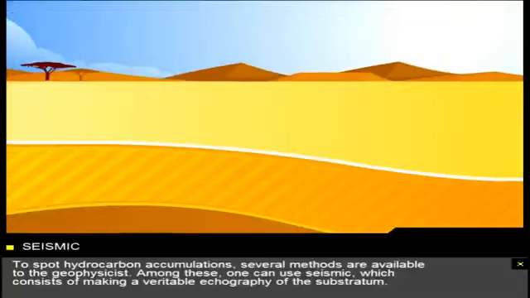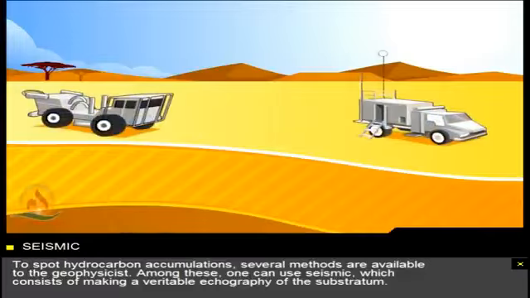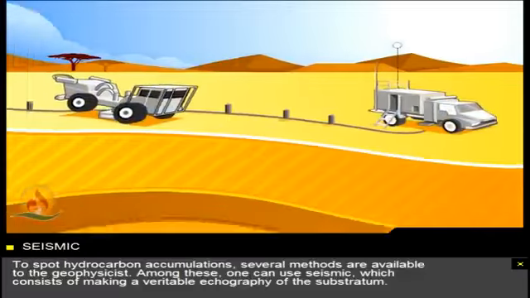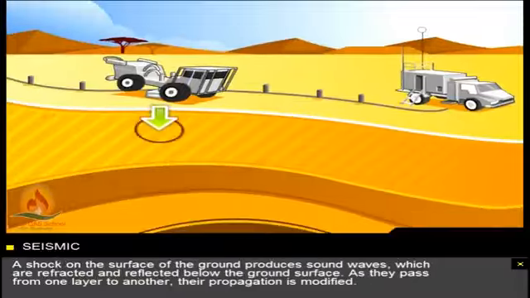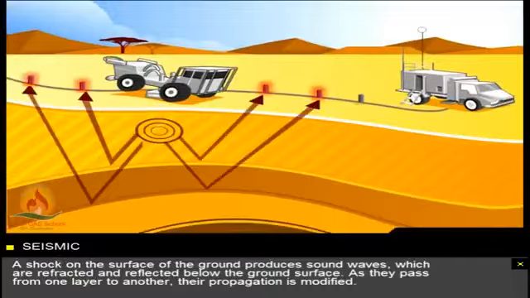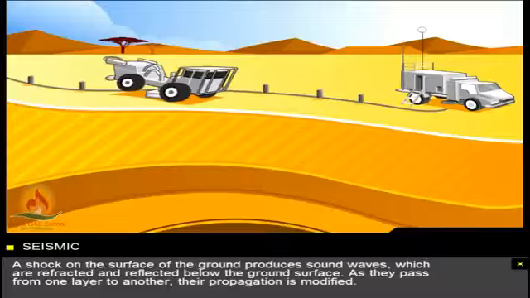To spot hydrocarbon accumulations, several methods are available to the geophysicist. Among these, one can use seismic, which consists of making a veritable echography of the substratum. A shock on the surface of the ground produces sound waves, which are refracted and reflected below the ground surface. As they pass from one layer to another, their propagation is modified.